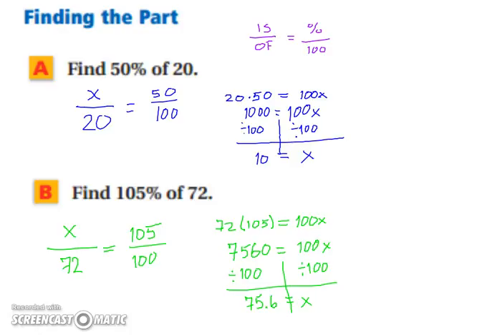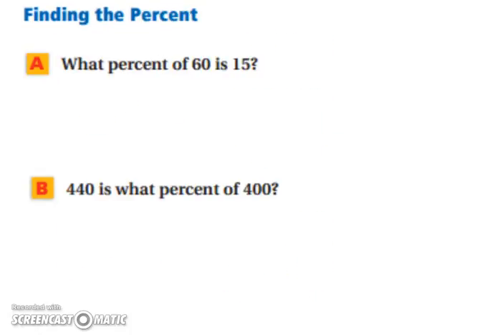Alright, let's try finding the percent. We just figured out how to find the part, which was the is, but now we want to figure out what the percent is. So we have that is over of equals percent over 100. Basically, that's your part to whole over, or equals your percent over 100. They're the same thing.